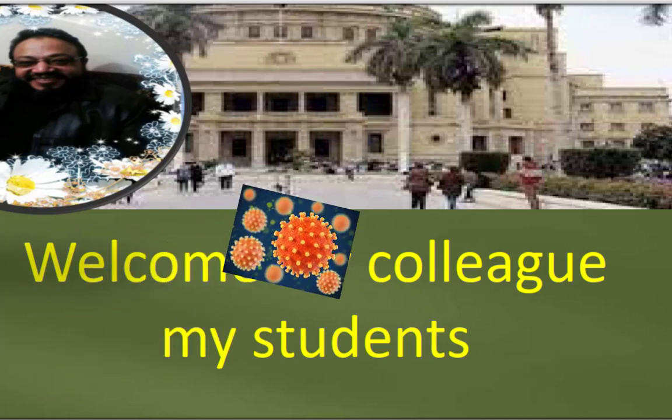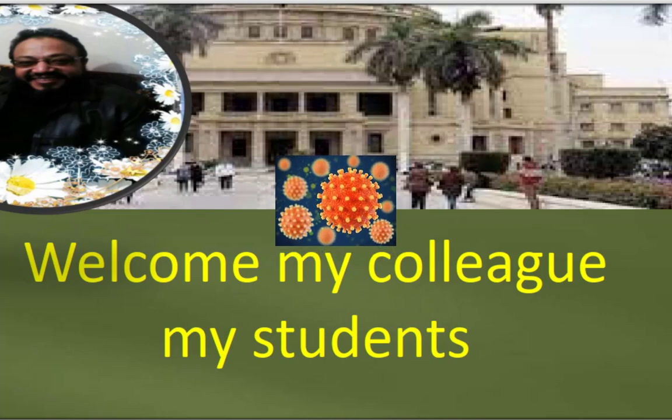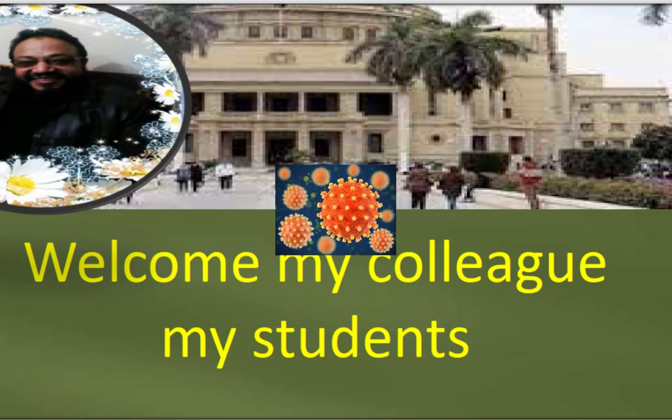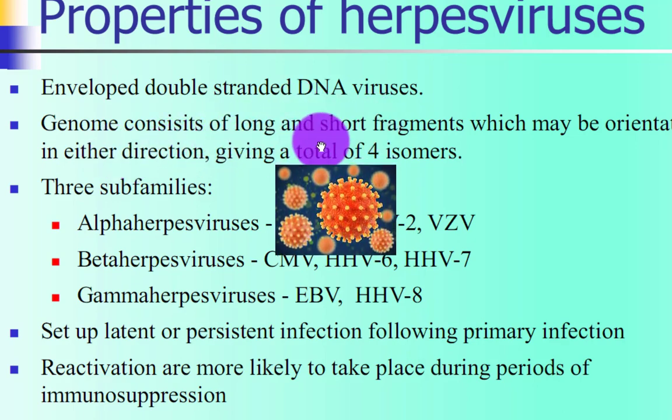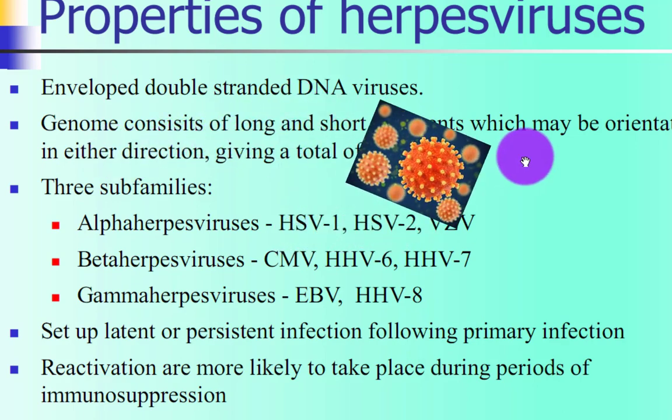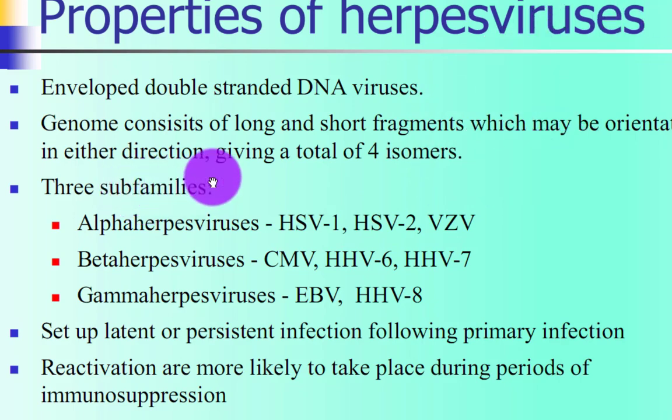Welcome. Herpes virus. Properties of the herpes virus: enveloped, double-stranded DNA virus, with a genome consisting of long and short fragments which may be oriented in either direction, giving a total of 4 isomers.